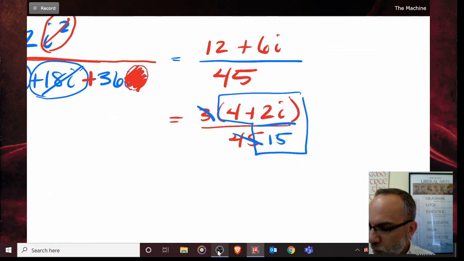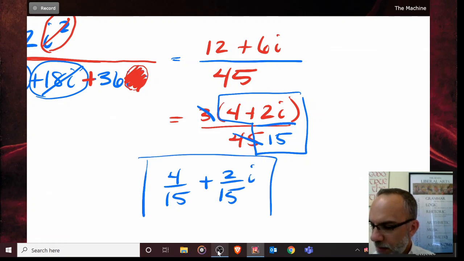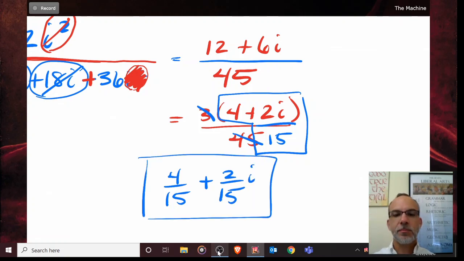Let me split it into the 2 different parts now. I think I'm almost done. 4/15 plus 2/15 times i. That then would be my final answer. Okay?